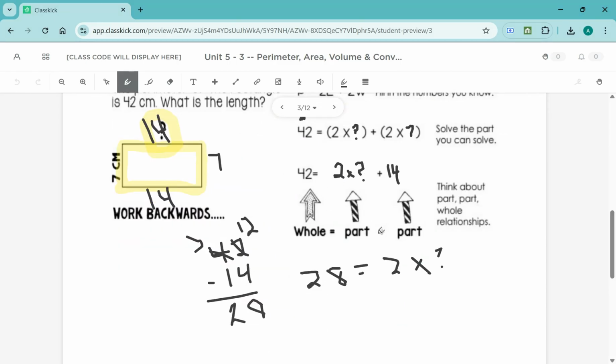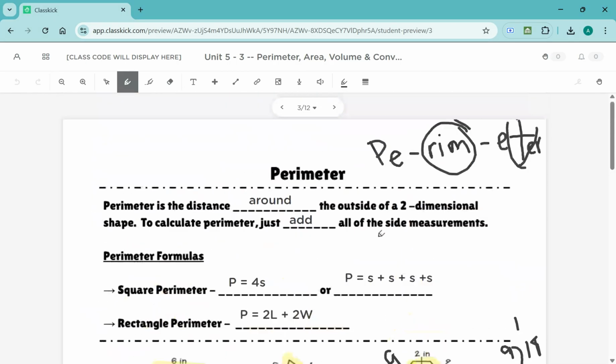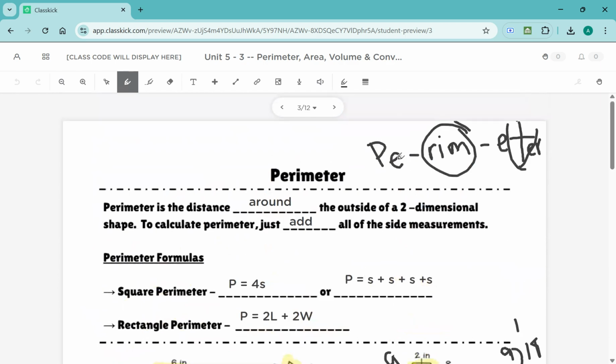Practice now. If you have any other questions or anything, make sure you come ask me. If there's one thing to make sure you remember, perimeters.